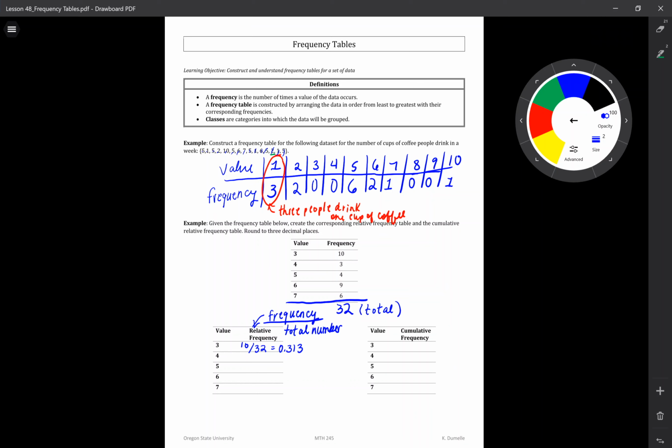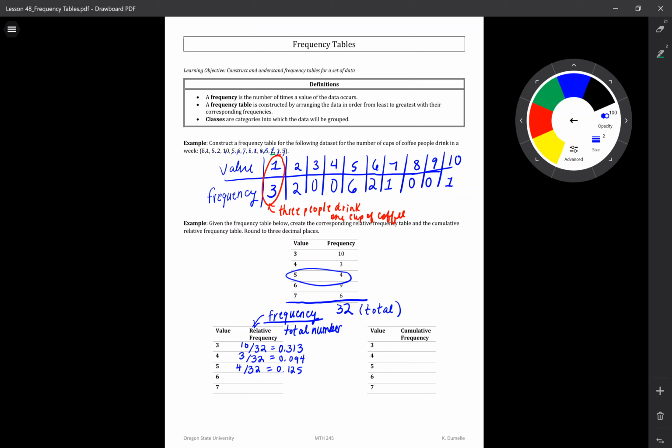For the value 4, I have frequency 3. I divide that by my total number, 32. And 3 divided by 32 is 0.094. For my value 5, I have frequency 4. I divide that by my total, 4 divided by 32, and this is equal to 0.125.